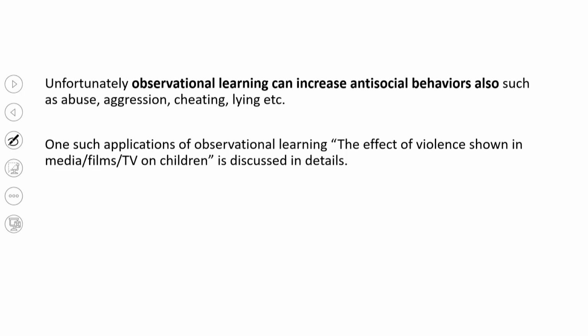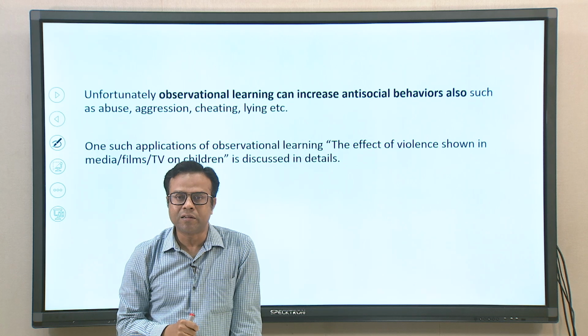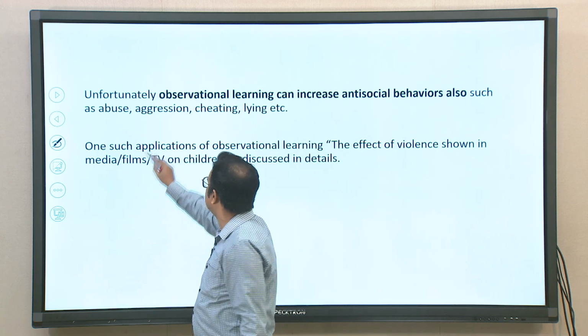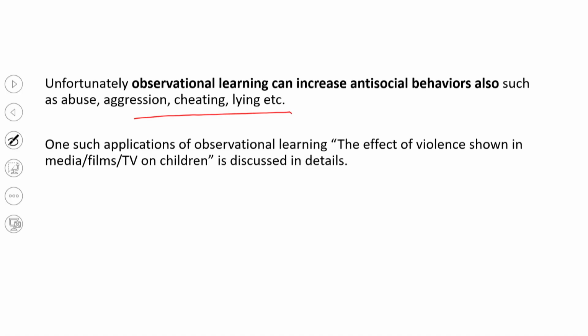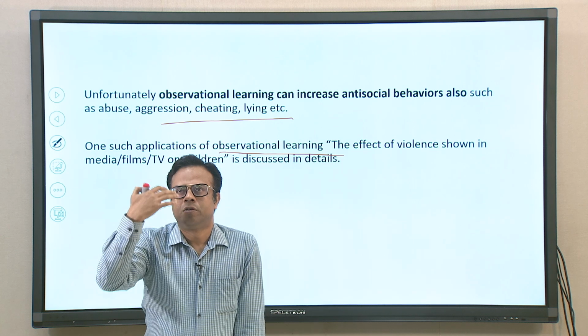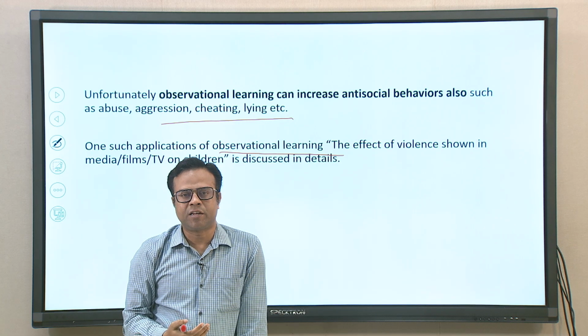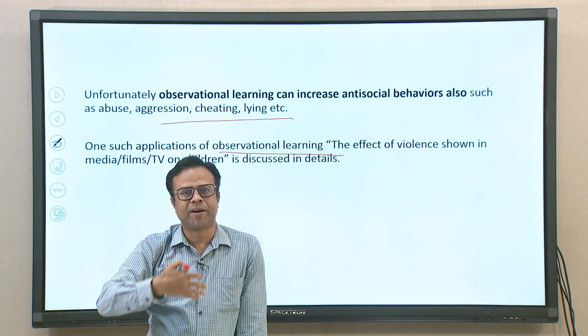Unfortunately, observational learning also increases negative behavior. So, that is the most disturbing part of observational learning, and people learn probably more negative things than positive things from observational learning. So, negative behavior such as abuse, aggression, cheating, lying, etc. So, let us discuss one such application of observational learning in the context of how looking at violence in the TVs and medias impacts children.